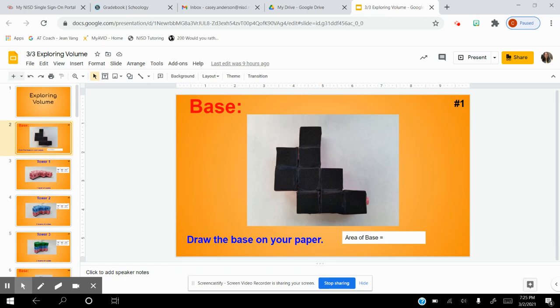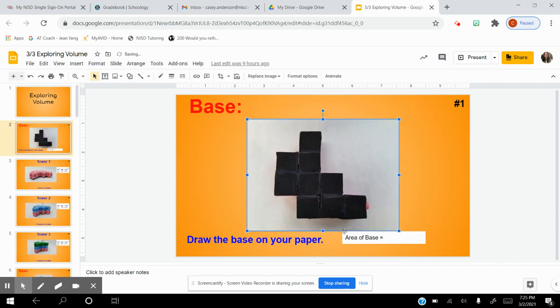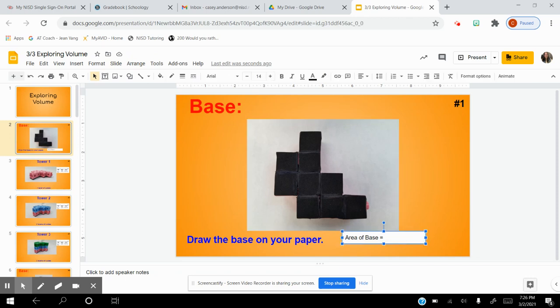So if you look at these black squares, we can count how many there are. There's 1, 2, 3, 4, 5, 6, 7, 8, 9. So right here, we could say that there are 9. So the area of that base is 9 square units, okay? Remember, area is how much it covers in the two dimensions.